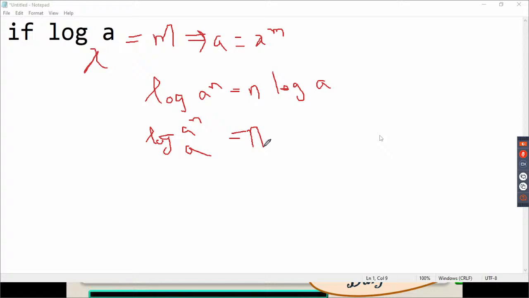Okay. Next one. Log a power n base a power m is equal to n by m.